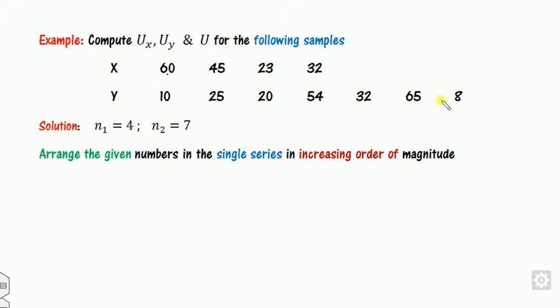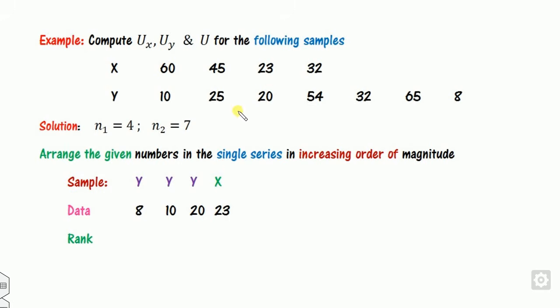The smallest element here is 8, so we will write it first as 8. Look at that, 8 is coming from the sample y. So I can represent sample y also. The next smallest number is 10. Look at that, 10 is also coming from y. The next smallest number is 20, so it is again coming from y. The next smallest number is 23. It is coming from x.